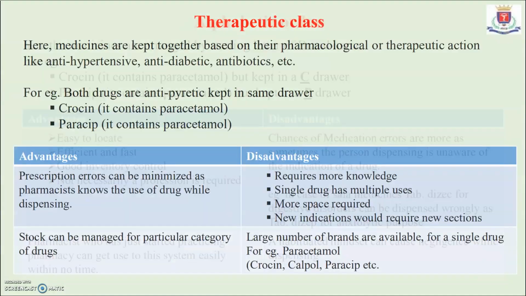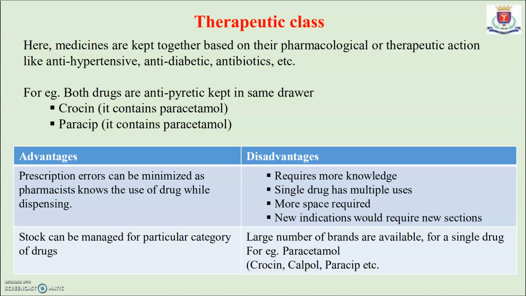Okay. Second, therapeutic class. Here medicines are kept together based on their pharmacological or therapeutic actions. For example, antihypertensives, antidiabetics, antibiotics, etc. So both drugs are antibiotics and kept in the same drawer, like we have seen already. Crocin and Paracet, they both contain paracetamol.